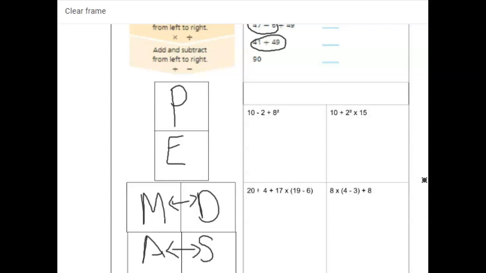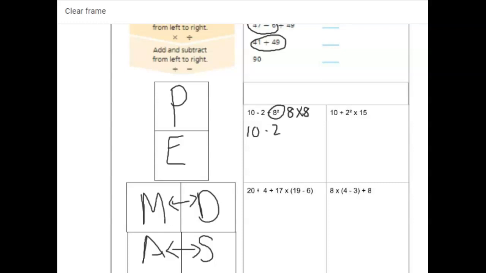Okay, now we're actually going to solve some problems. We need to do this with neat handwriting so you're able to understand what you have done. The first thing we always look for is parentheses. There are no parentheses in 10 minus 2 plus 8 squared. So we are going to move on to exponents. There is an exponent right here. I'm circling that. 8 squared is 8 times 8, which is 64. So I'm going to rewrite it. 10 minus 2.